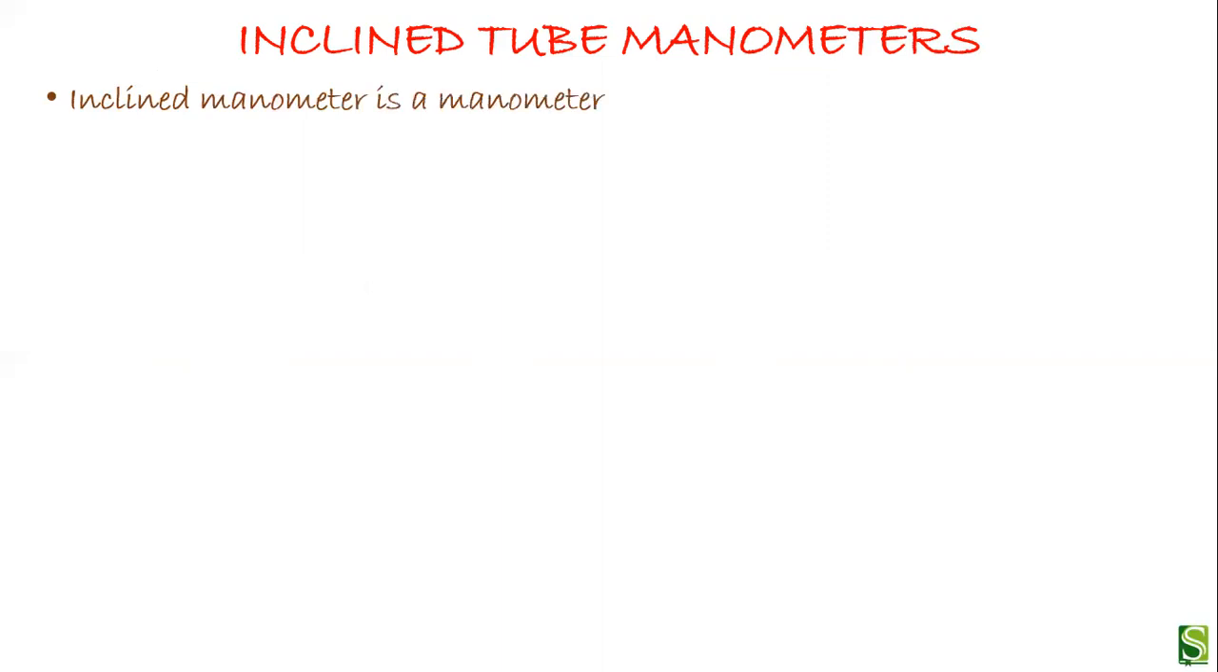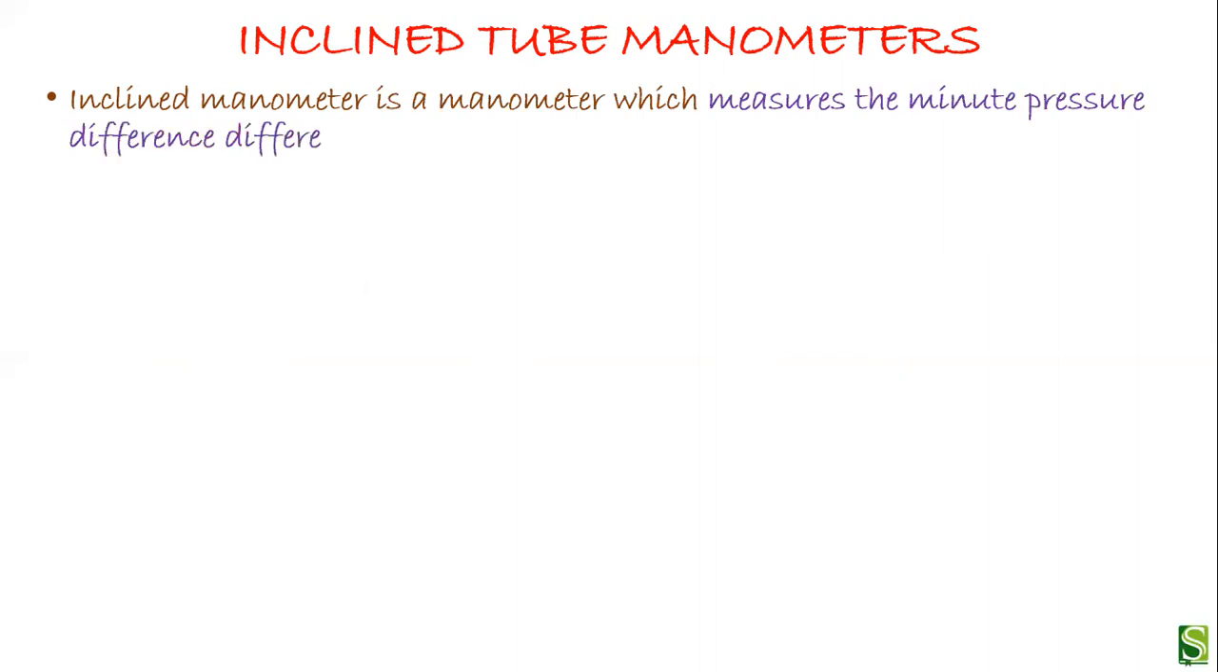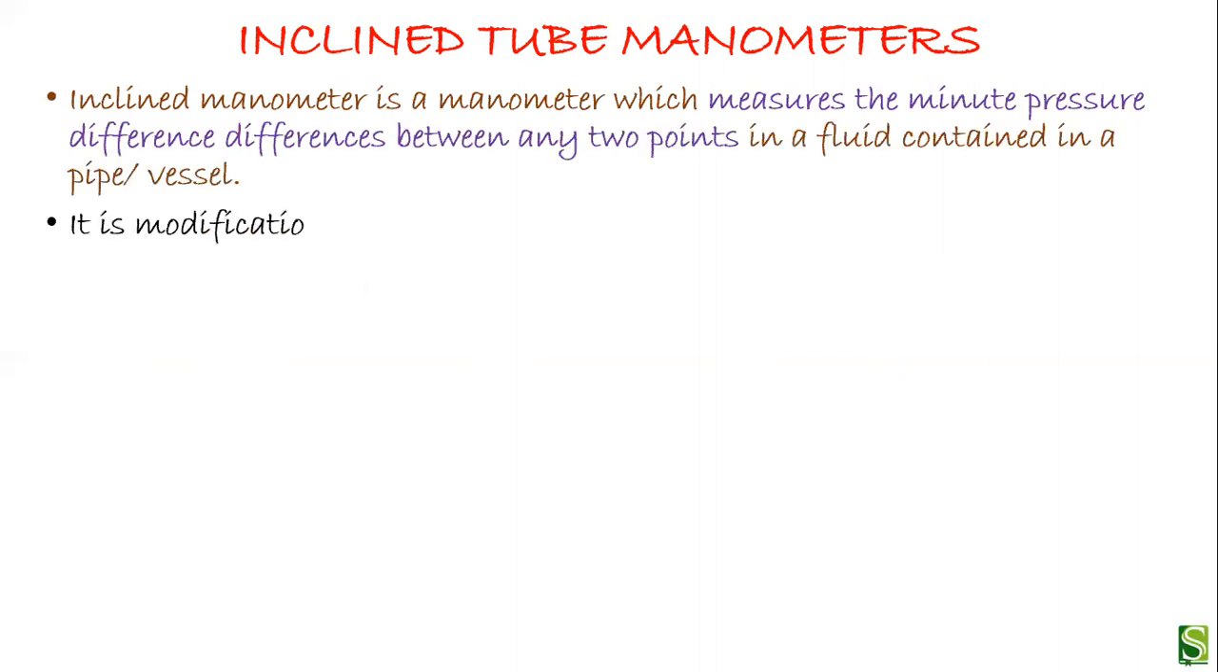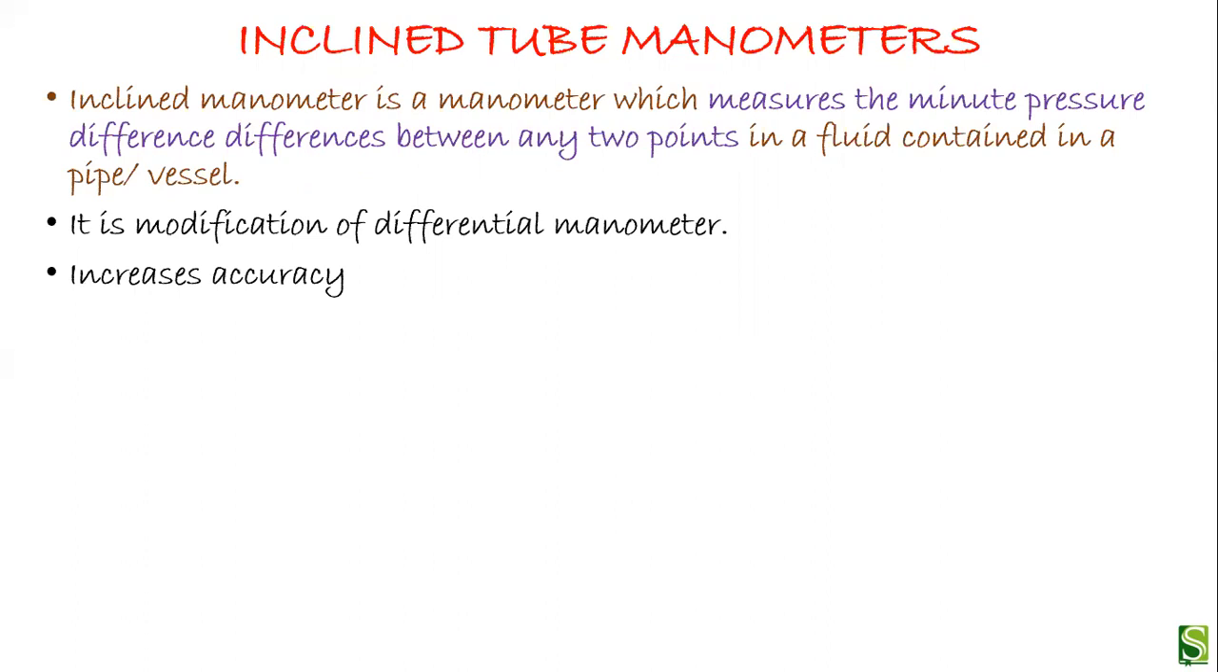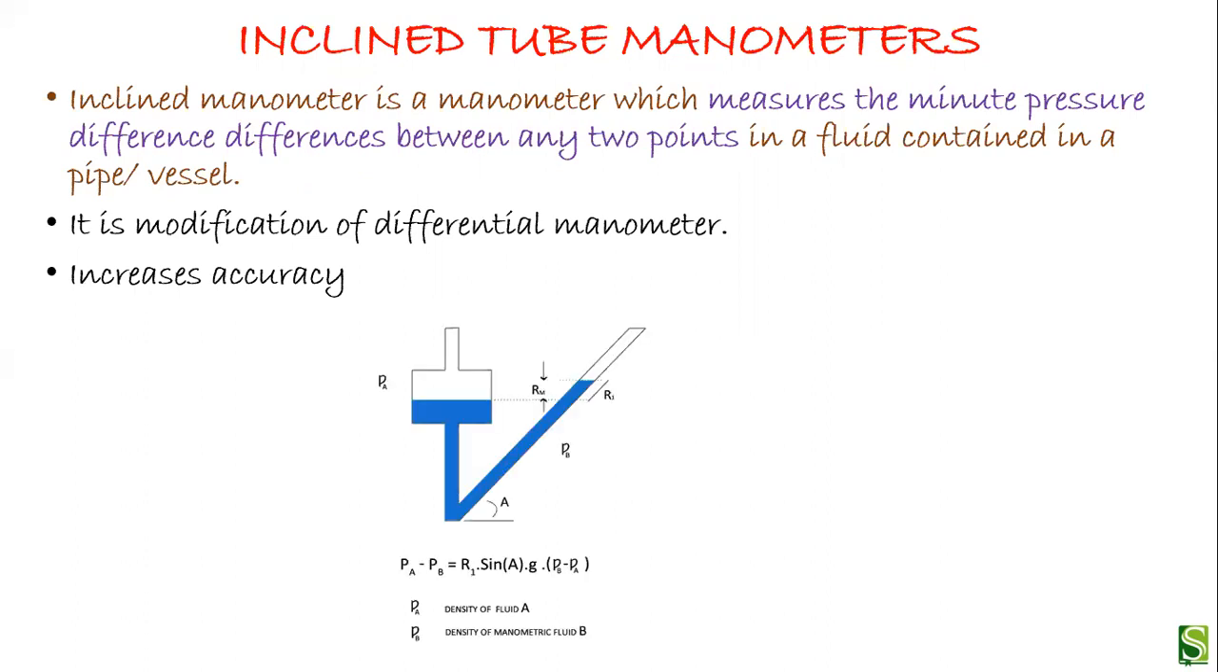The inclined manometer measures the minute pressure difference between any two points in the fluid which is contained in the pipe or vessel. Inclined manometer is used to get the minute pressure difference. We can say it is a modification of the differential manometer. It has increased accuracy, and this is the diagram for the inclined manometer.